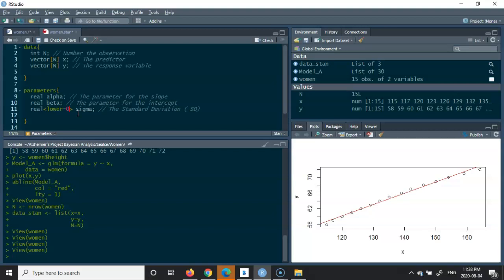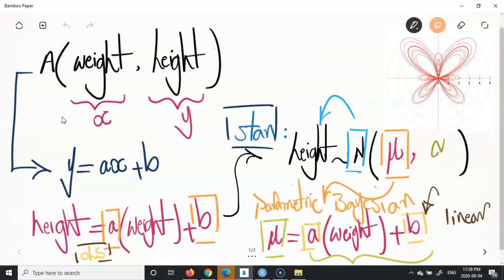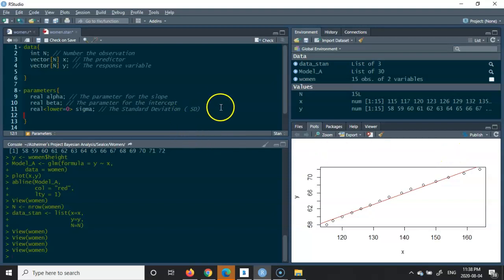This means that the parameter block for the model that we have, to model the height of a woman with respect to her weight, is complete. Why is this complete? Because if I go back to the model which we have created, we only have two parameters: mu, which is modeled linearly with two parameters a and b, and also sigma as the standard deviation.